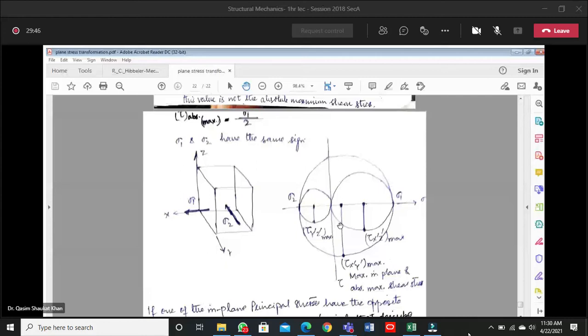Either of them has the opposite sign. The three Mohr circles for the stress are what we have shown here. So the absolute maximum and maximum in-plane shear stress is sigma 1 minus sigma 2 over 2. Is this point clear? Is this point clear, guys? Clear?